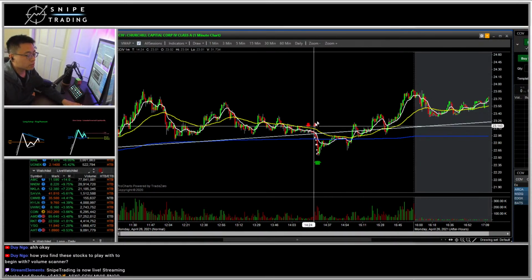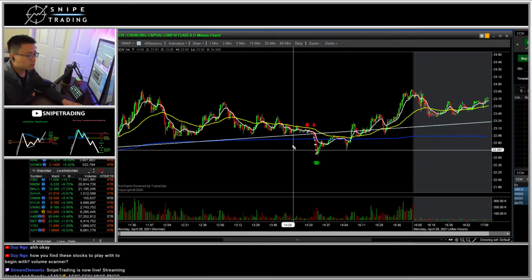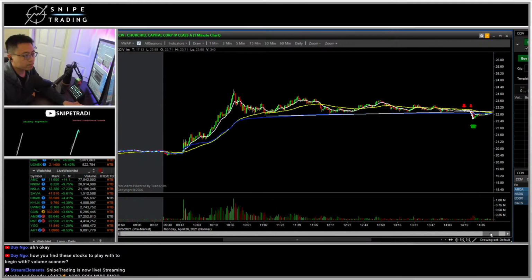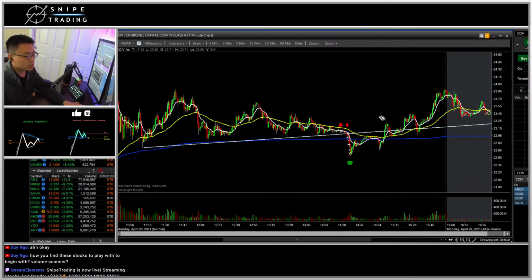So CCIV, you can see here the markers in my trades. You can see it's creating lower highs, kind of a triangle, and it had a huge flag line. So you can see this huge trend line, lower highs.